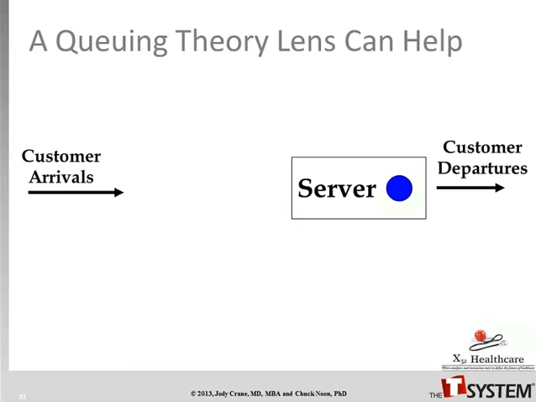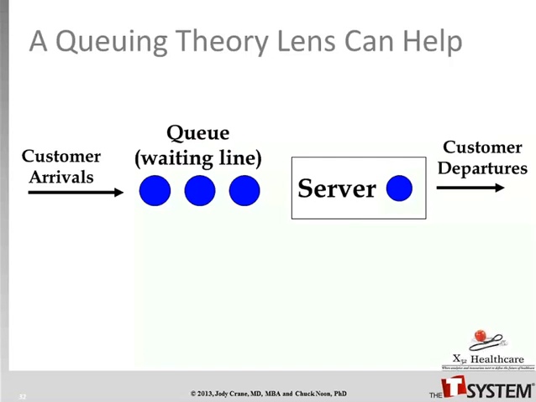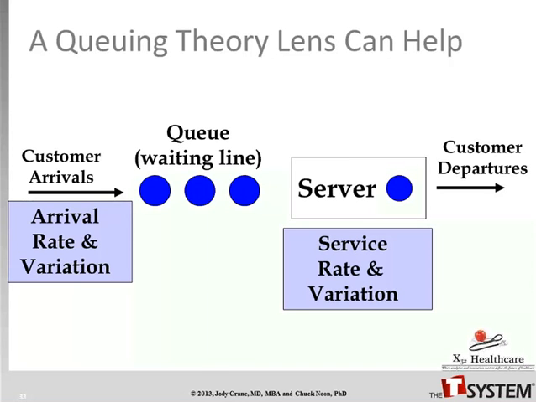So it turns out, if we just look at the flow through a queue, it's a customer arrival to a server that provides some sort of service and ultimately results in a departure. Now, it turns out the dynamics between the arrival rate and the variation around the arrival rate, and the server and its capacity, will determine whether or not a queue forms. So this whole thing called queuing theory is really about being able to predict accurately whether lines will form.